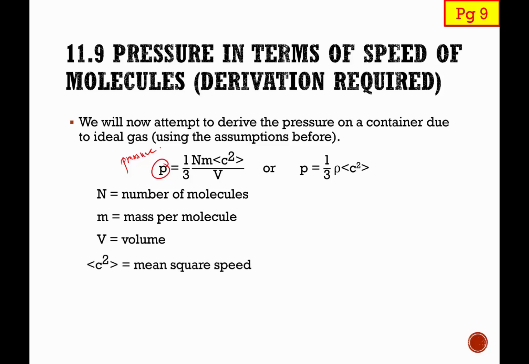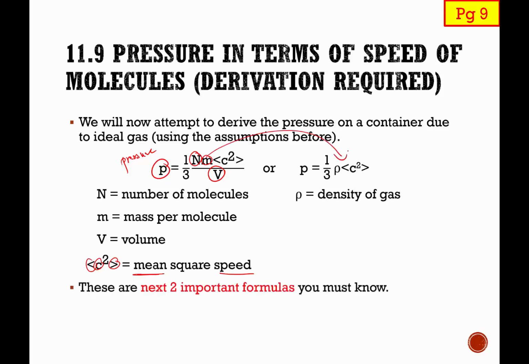And then we have this funny looking notation. Basically, these two brackets actually mean average or the mean value. And then c refers to the speed. So we have c squared. So the bracket of the c squared actually refers to the mean square speed or the average square speed of the molecules. And then on the right hand side, we have P equals 1/3 rho times mean c squared. So basically rho refers to the density of the gas. How you can correlate the two equations is that we have the number of molecules multiplied by the mass per molecule. That gives me the mass of the whole gas. So the mass of the whole gas divided by volume, basically that gives me the density of the gas.